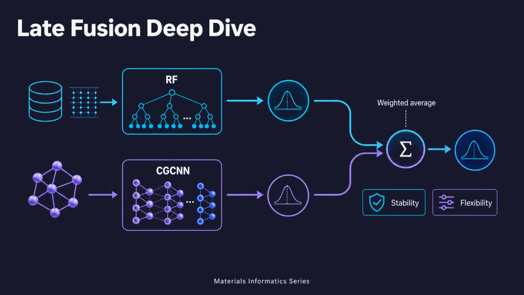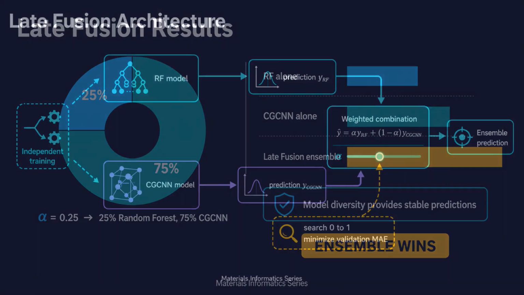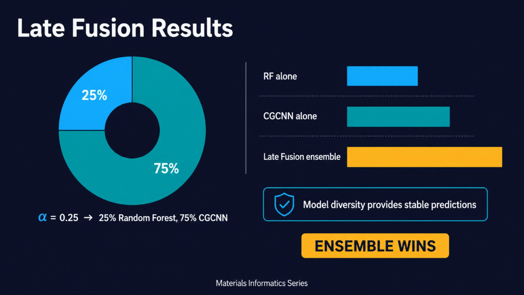Now let's examine late fusion, which takes a different approach by combining predictions from independently trained models. Late fusion trains random forest and CGCNN completely independently, then integrates them at the prediction stage. The ensemble prediction is computed as a weighted average of each model's output. The optimal weight alpha is determined by searching over values from 0 to 1 on validation data, finding the combination that minimizes MAE.